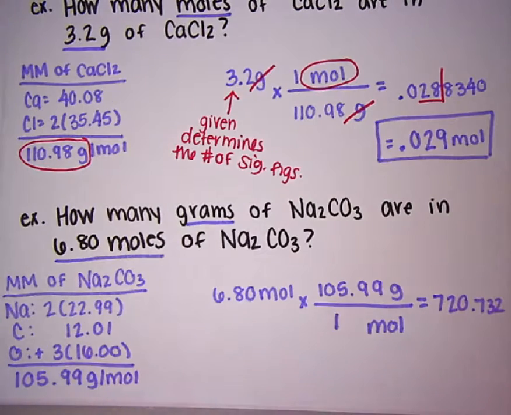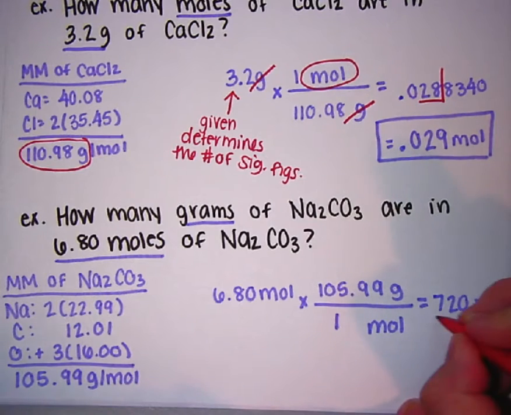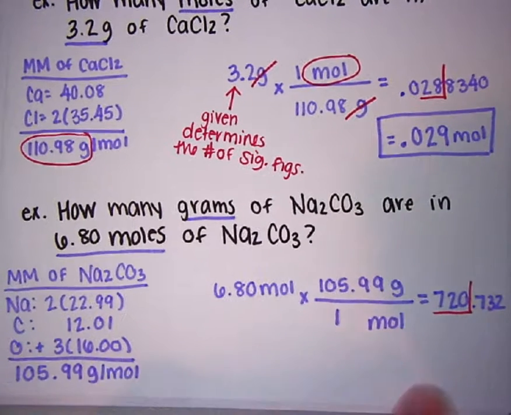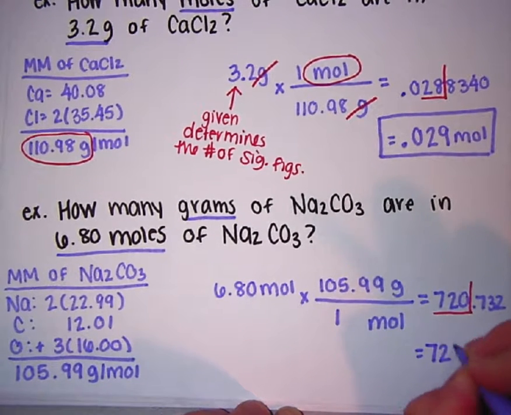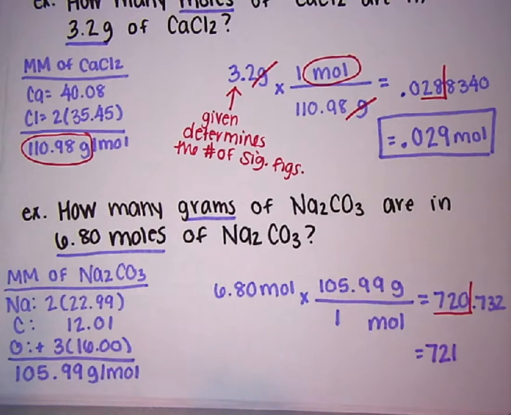Let's think about significant figures. It's always going to be based off the given. Non-zero numbers are always significant. So the 6 is significant, the 8 is significant. This is a trailing 0. It trails. It's at the end of the number. A trailing 0 after a decimal is significant. This number has 3 significant figures. So for my answer, I'm going to keep 3 significant figures. The next number is a 7, so I can round up to 721.